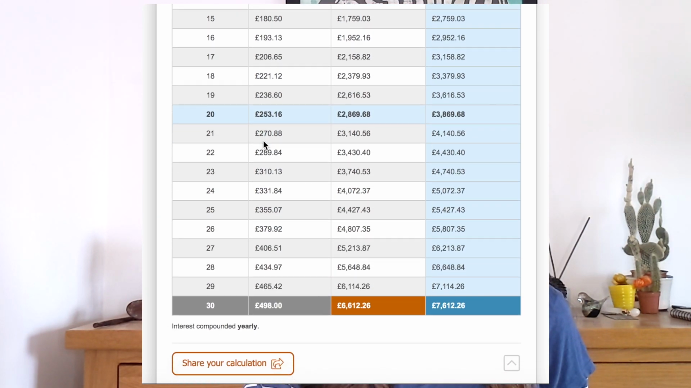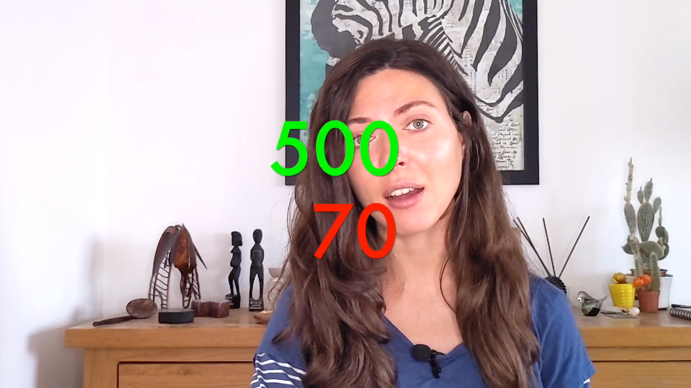And if we scroll down over the 30 years, we see that in the 30th year we received nearly £500 of interest. So here the difference is very visible, 500 against the original 70. This is where you actually see the difference very well. Let's look at some other interesting and fun details about compound interest.